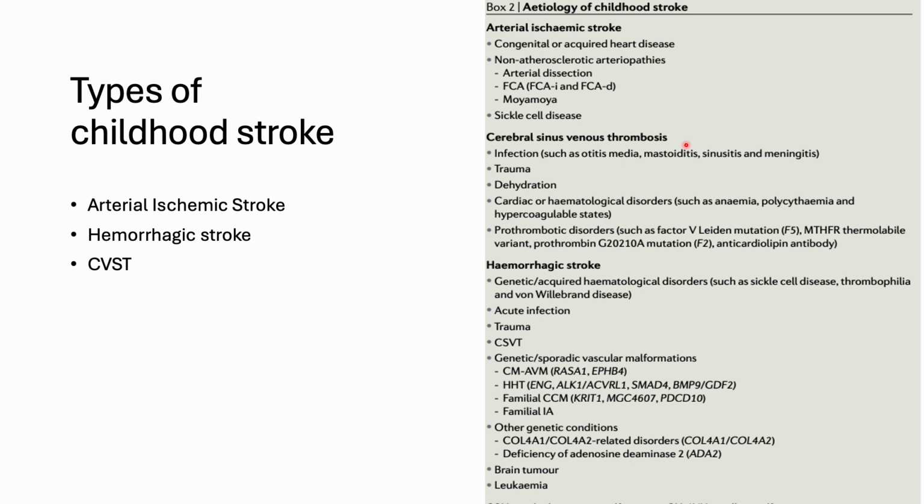Apart from your usual causes of infection, trauma and dehydration, the other main causes of CVST are cardiac or underlying hematological causes, also inheritable prothrombotic disorders. Within the realm of hemorrhagic stroke, in addition to acute infection, trauma and CVST predisposing to hemorrhage, we must also consider other underlying genetic and acquired hematological disorders, and also sporadic and genetic causes of vascular malformations. Other genetic conditions such as COL4A1 and COL4A2 should also be considered, as well as brain tumours and leukemia.